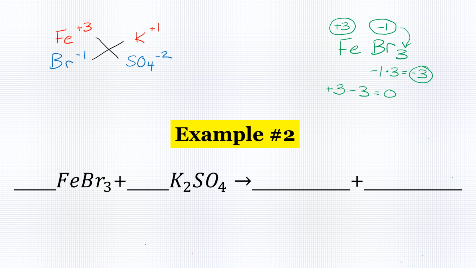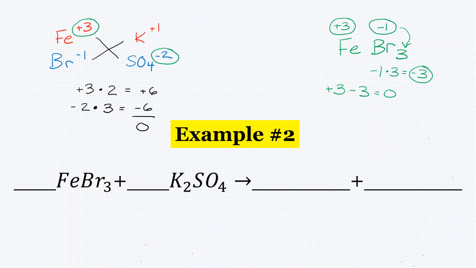Okay, so be careful. Iron has a charge of +3, and sulfate has a charge of -2. So the least common multiple in this case is 6. So I've got +3, -2. I want these to equal 0. So I'm going to multiply my 3 by 2 and my 2 by 3. So I have +6 and -6. And again, I get a net charge of 0.